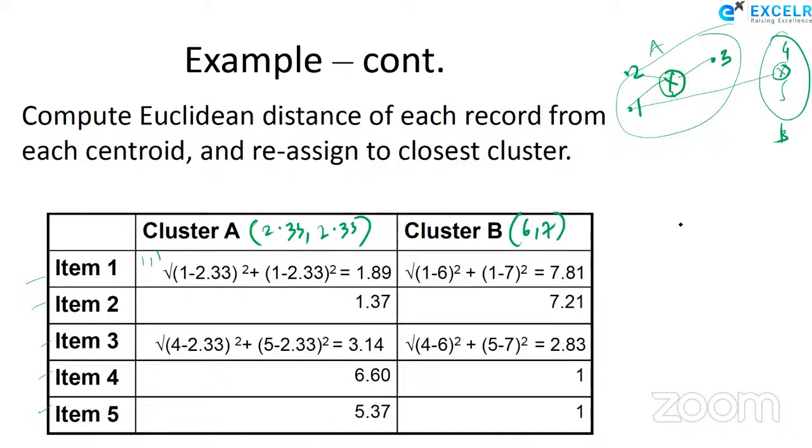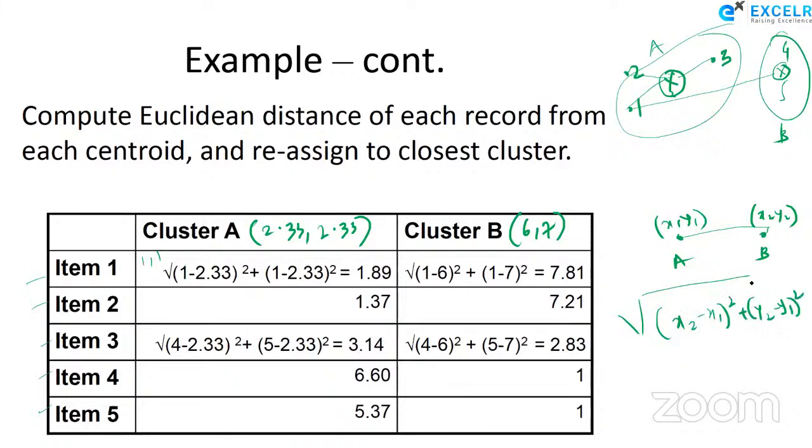Root of x1. So this is x2 minus x1 whole square plus y2 minus y1 whole square. So this is how we find the Euclidean distance by computing this formula. Okay, so we're going to use the same formula: 1 minus 2.33 whole squared plus 1 minus 2, so this is again the second coordinate minus 2.33 whole square. And this entire bracket, we are going to put into a square root.